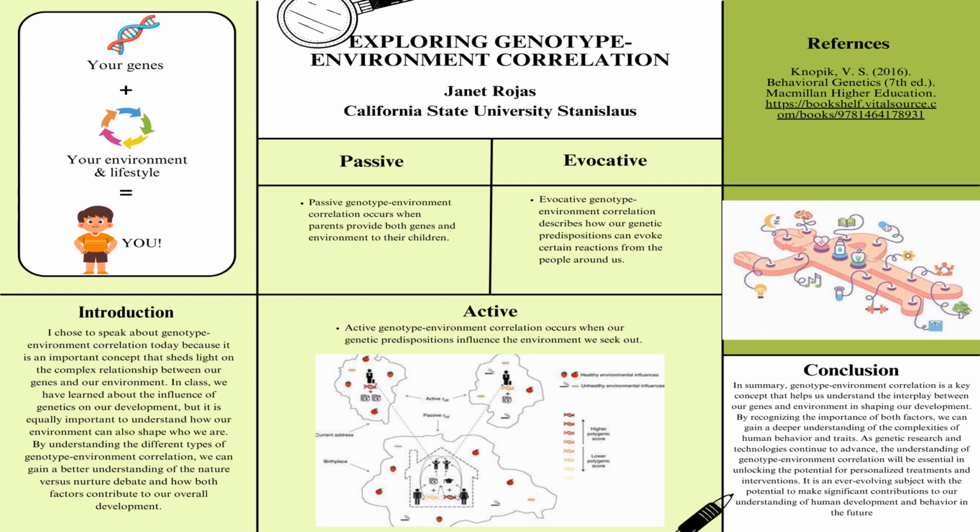The first, passive genotype-environment correlation, occurs when parents provide both genes and an environment that is correlated with those genes. For example, a child with a genetic predisposition for music may be raised by parents who are also musically inclined and provide opportunities for the child to develop their skills. This passive correlation can lead to a reinforcement of the child's genetically influenced traits and behaviors. It is largely out of the individual's control and is often seen in early childhood.